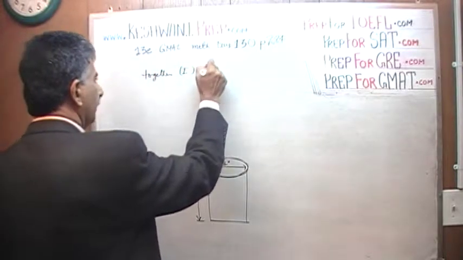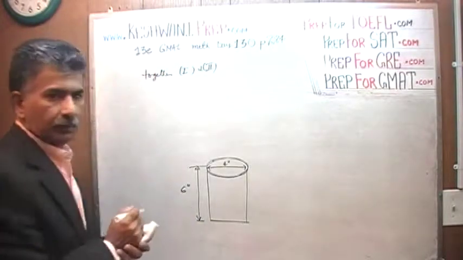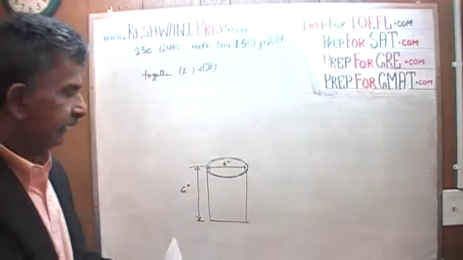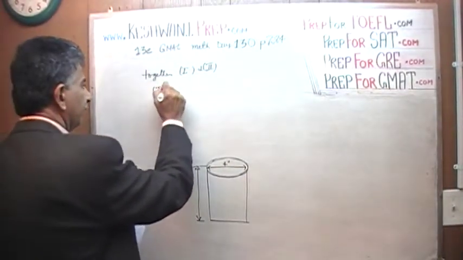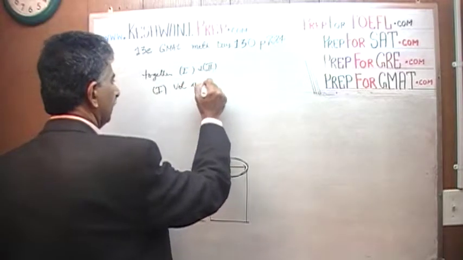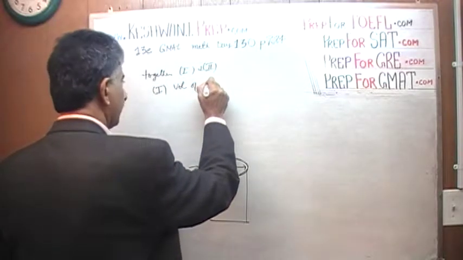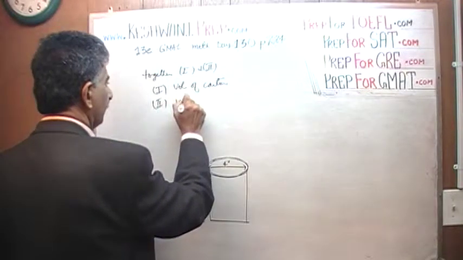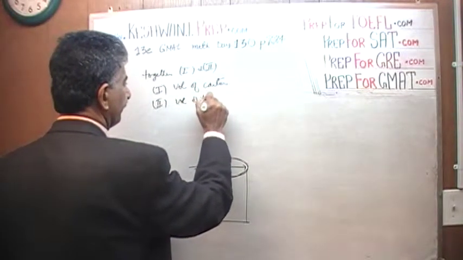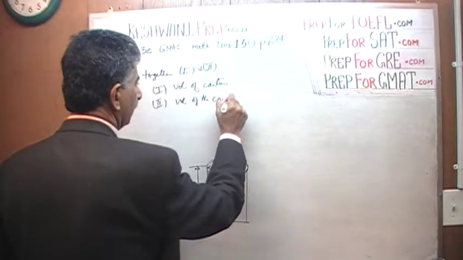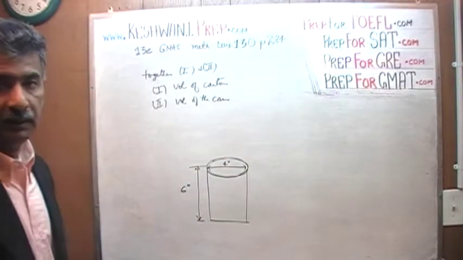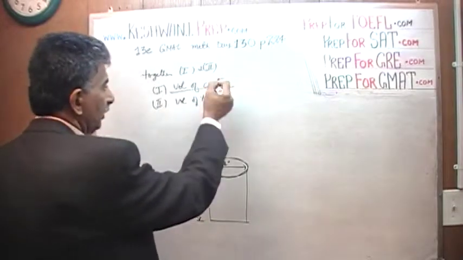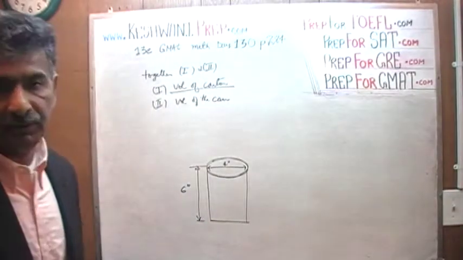Together, 1 and 2. Now, people in their haste might think that the first statement tells us the volume of the carton, and the second statement gives us the volume of the can. They might conclude that that's enough, because you divide the volume of the carton by the volume of the can, and you will know how many cans will fit in it.